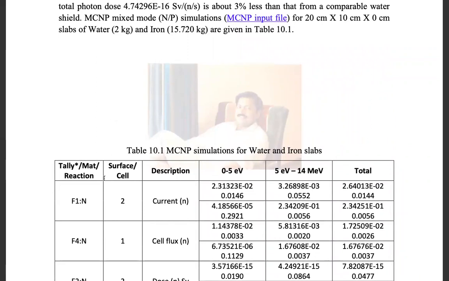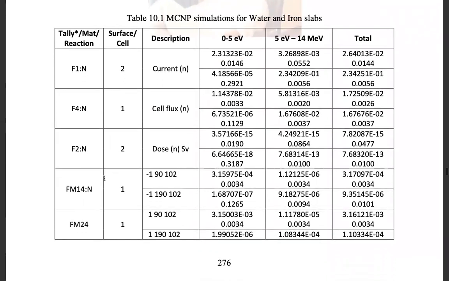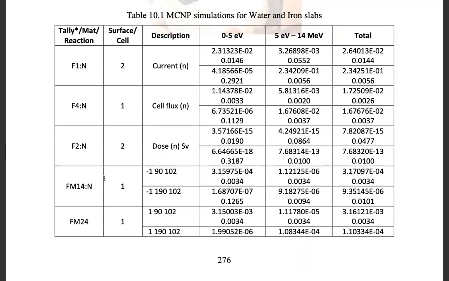So 2 kilograms of water compared with 16 kilograms of iron, which is more effective. So first, let's look at the neutrons coming out of CF252. Now what you see in the left column are the tallies, and what you see in the second column are the surface for a current tally, for a cell, for a flux tally.